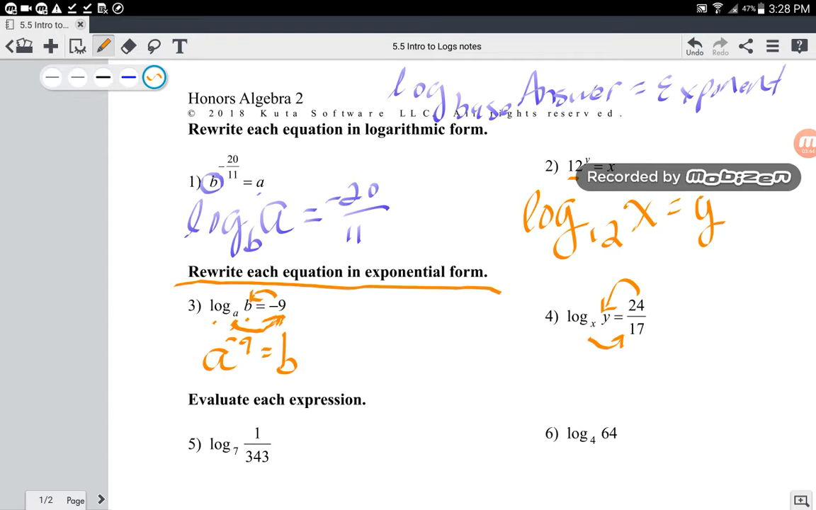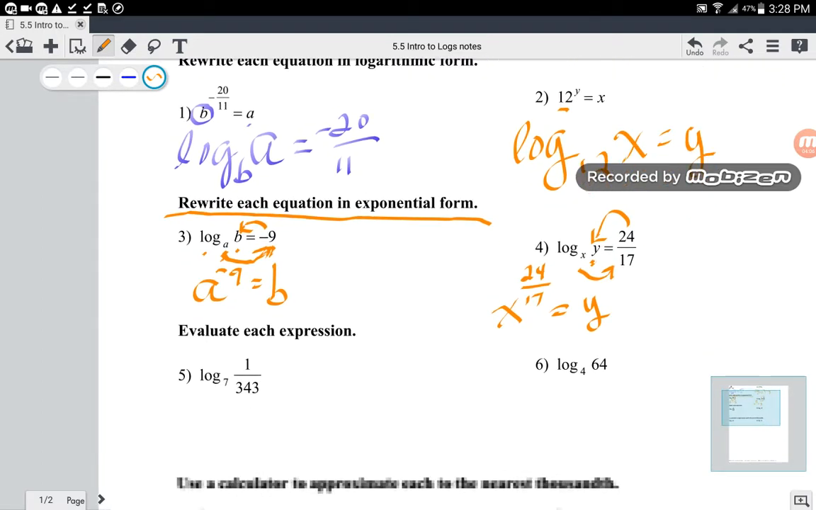So I was going to follow this circular pattern. The base of the log will be the base of the exponent. The answer of the log is going to be the exponent. And what's inside the logarithm is going to be your answer. So we do more than just rewrite.